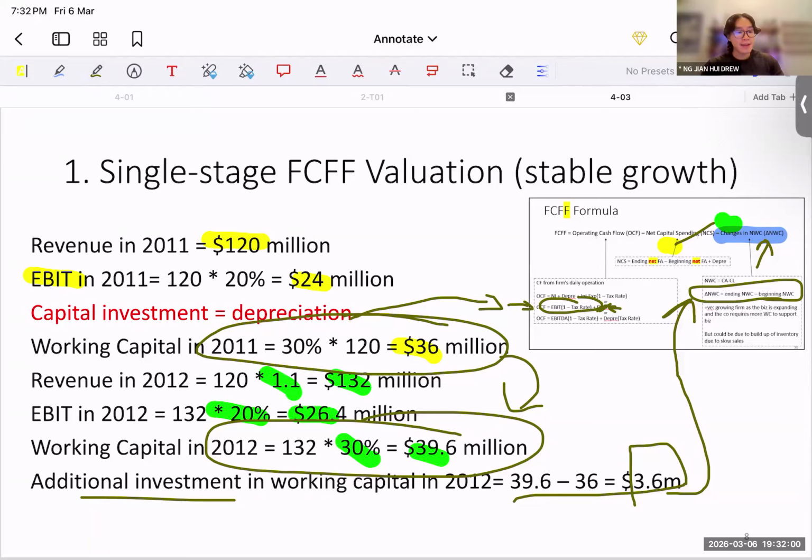Okay, this is important. I repeat again. For the working capital, we are calculating the change, meaning that we need to calculate the working capital for one year and the working capital for the other year, and then calculate the difference of both years to determine the change in working capital.